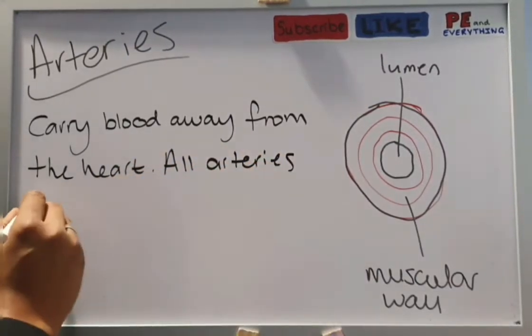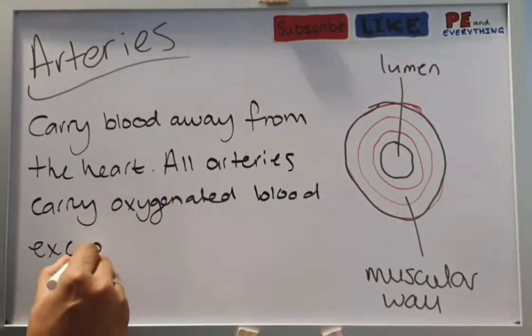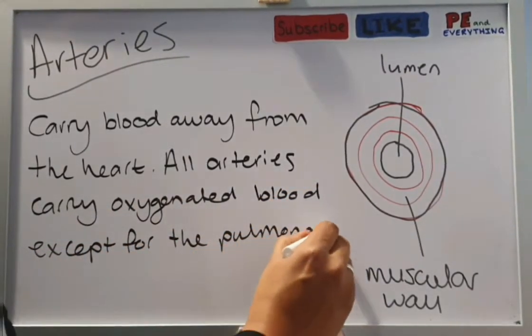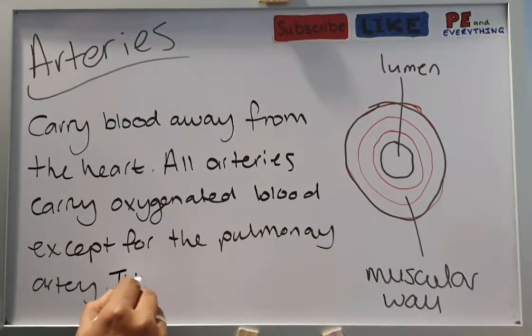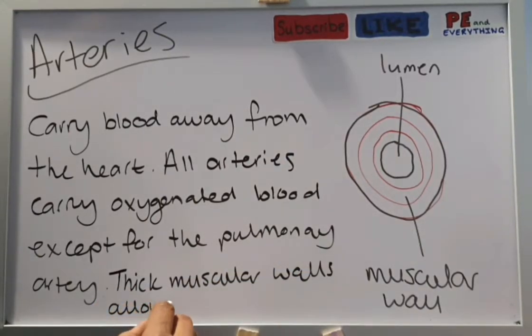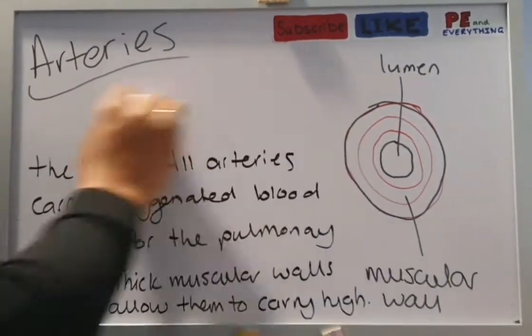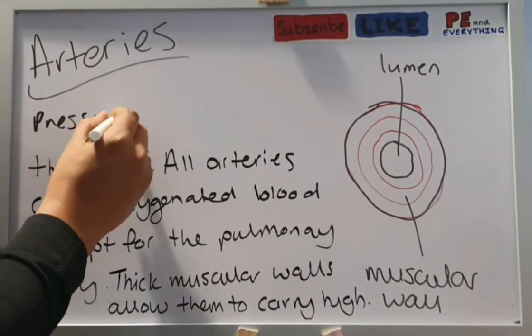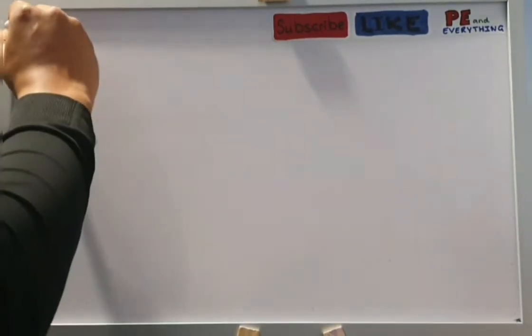The main function of the arteries is to carry blood away from the heart, as we already know. All arteries carry oxygenated blood, except for the pulmonary artery, because this is taking blood to the lungs. Their thick muscular walls allow them to carry blood flowing at a high pressure. I've just run out of space down there, so I'm going to have to put it up here. High pressure blood. Perfect.